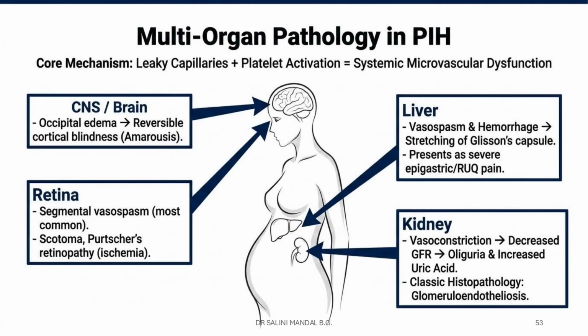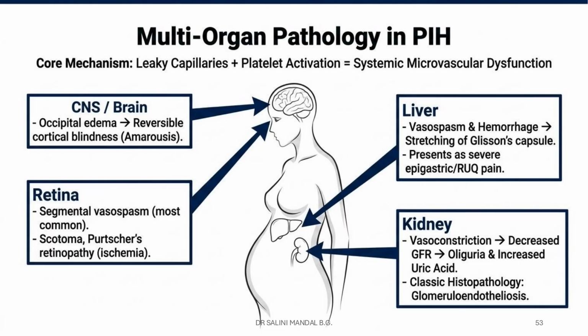Okay, now next one is the multi-organ pathology in pregnancy-induced hypertension. What you need to remember is that there are leaky capillaries plus platelet activation. Because of that, systemic microvascular dysfunction is going to be there. So in the liver, what is going to be there? Vasospasm and hemorrhage. Because of that, stretching of the Glisson's capsule will be there, and presence of severe epigastric pain or right upper quadrant pain.